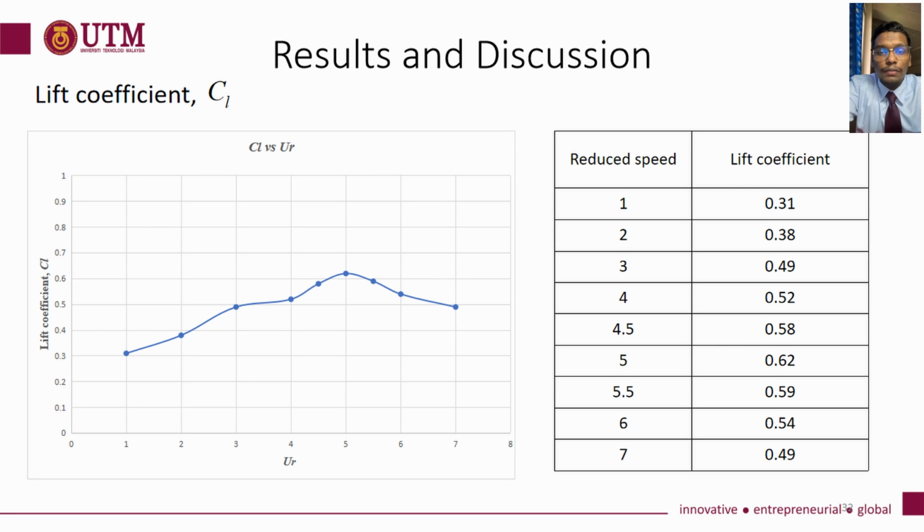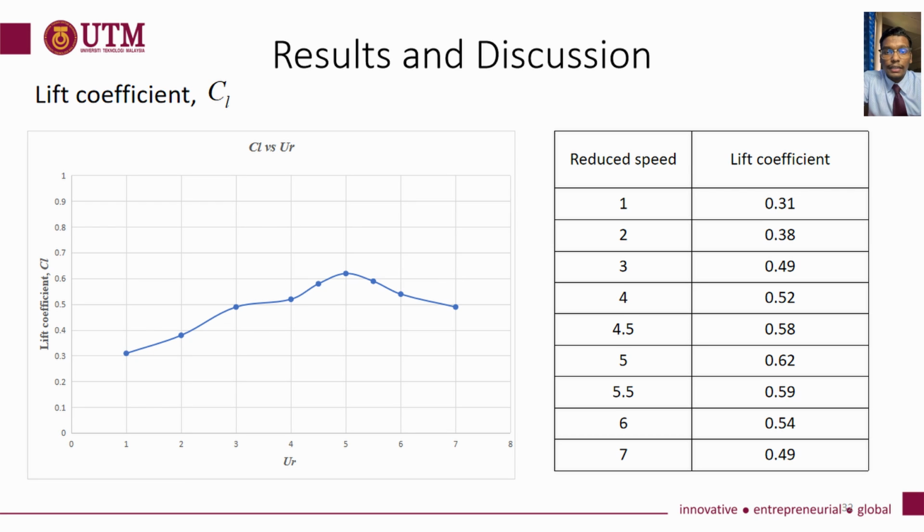When the values of lift coefficient and drag coefficient are compared, we can see that the values of lift coefficient differ more than the drag coefficient. The minimum value of lift coefficient when reduced speed equals 1 is 0.31, whereas the maximum lift coefficient value is 0.62 at reduced speed equals 5. Thus, we can say that the reduced speed has a larger impact on the force in the transverse direction.